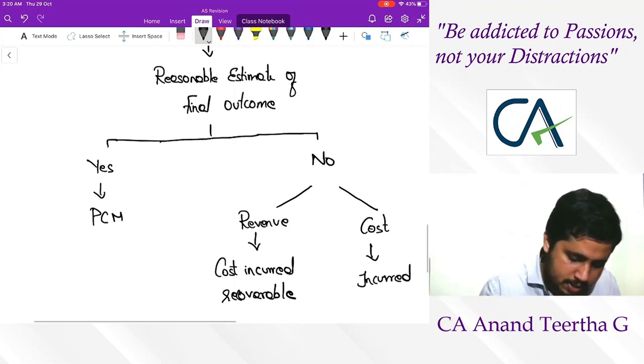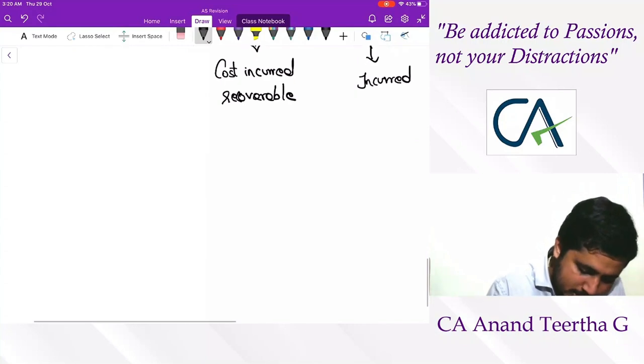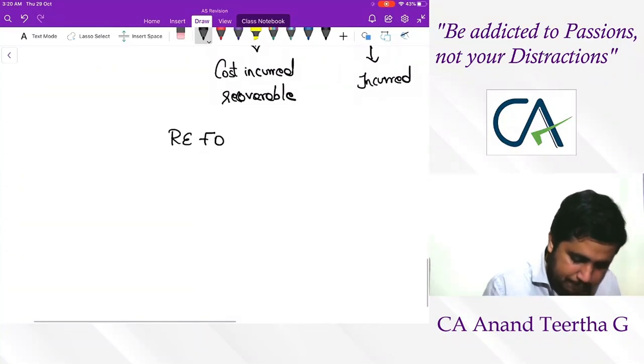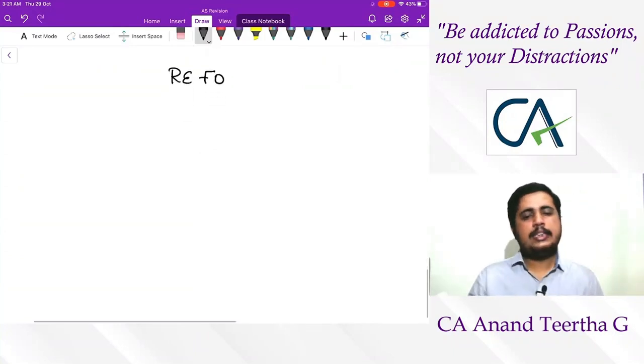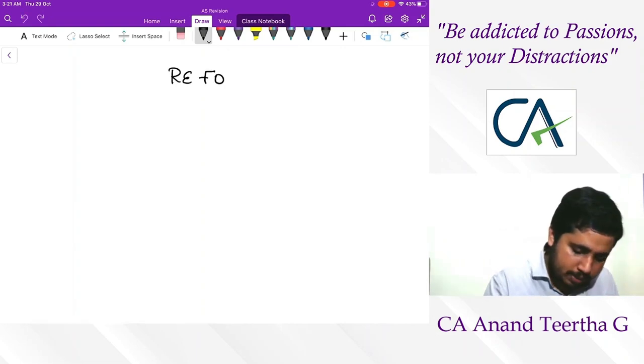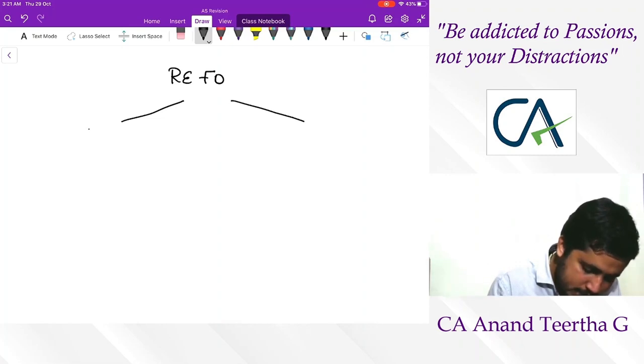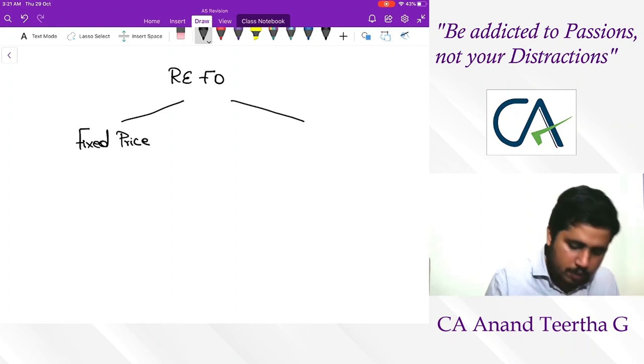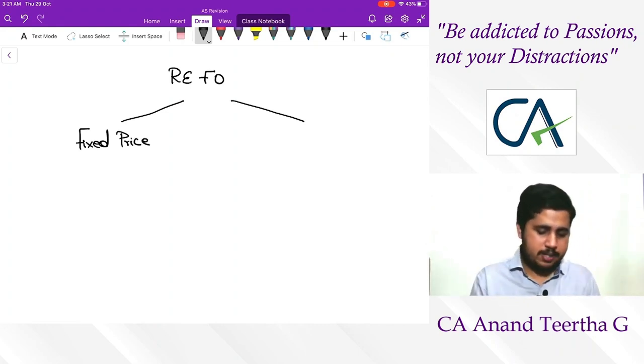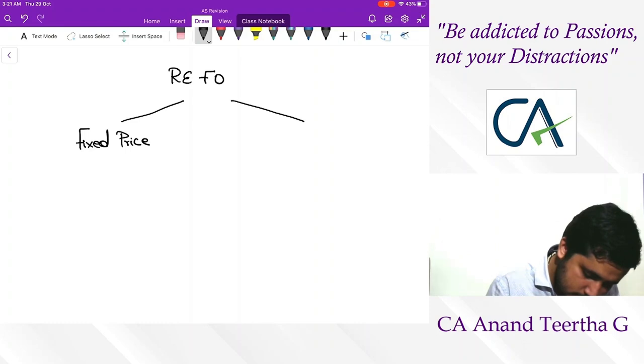Now a question comes: how, or when, do we establish a reasonable estimate of final outcome? This depends upon which type of contract it is. First, if it is a fixed price contract, when can I say that there is a reasonable estimate? Number one, the contract price is determinable.